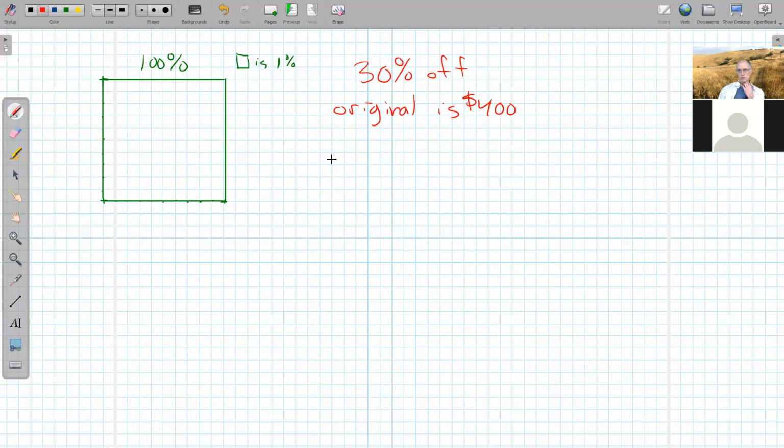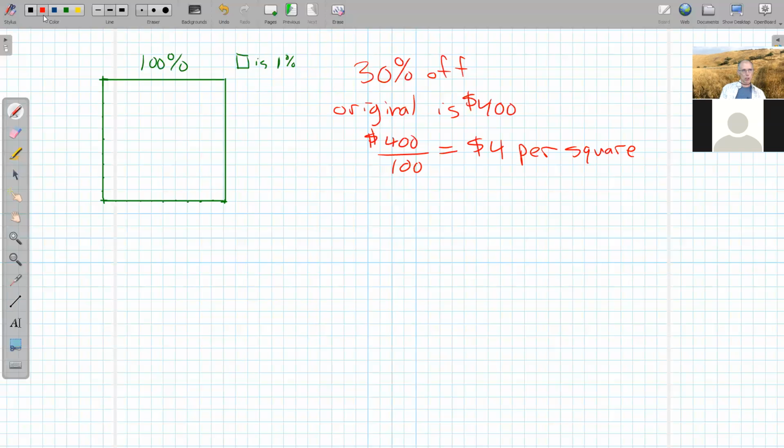Would it be $4? Yeah, it'd be $4, right? There's $400, so I take my 400. There's 100 squares to split that up in, so each square would be worth $4. Now I'm not going to draw 4 100s, but I'm just going to make a note of that.